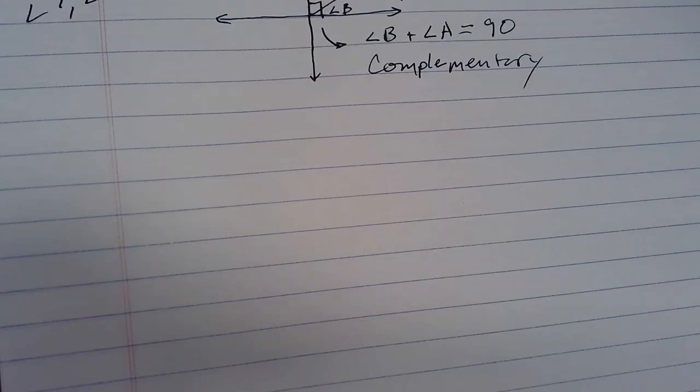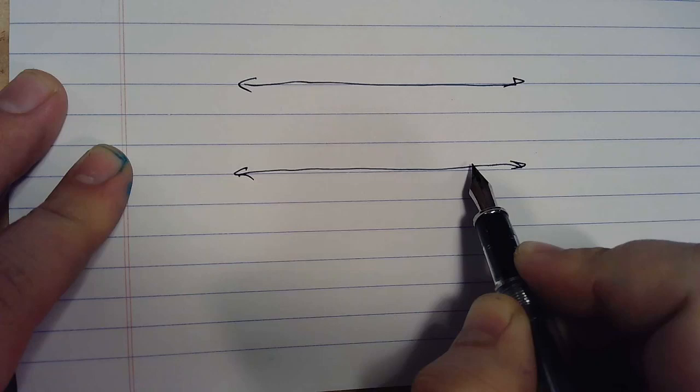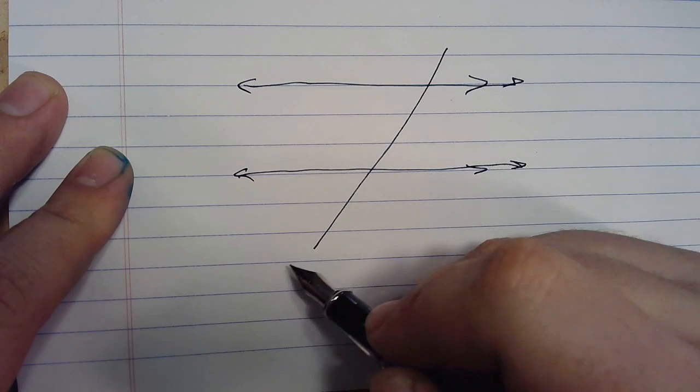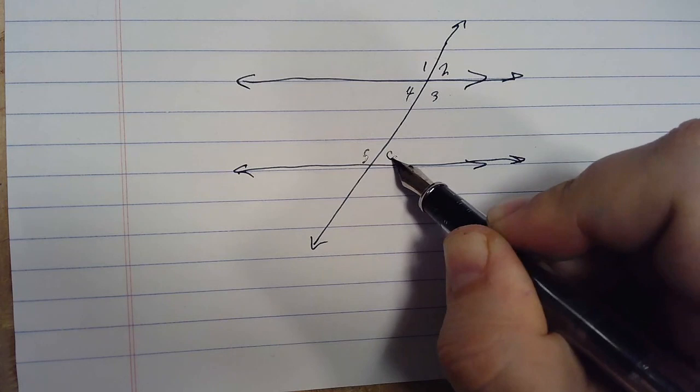If we look at this, here are two parallel lines, even though they're not too pretty, you know that they're parallel. Why? Because I told you. And then that's also a line. And we'll redraw these. 1, 2, 3, 4, 5, 6, 7, 8.